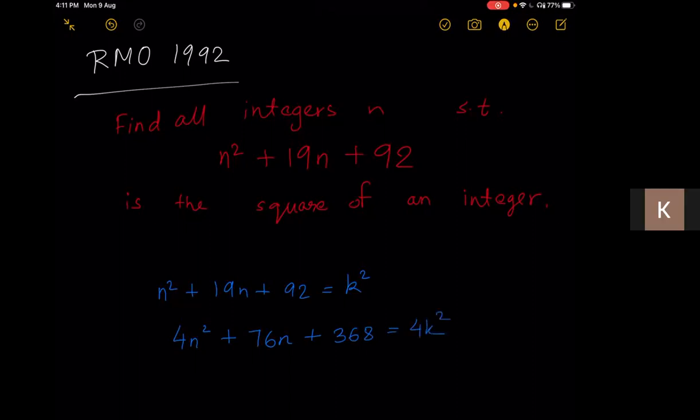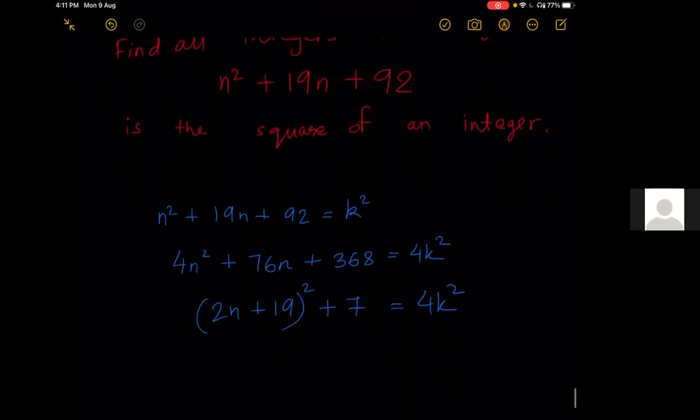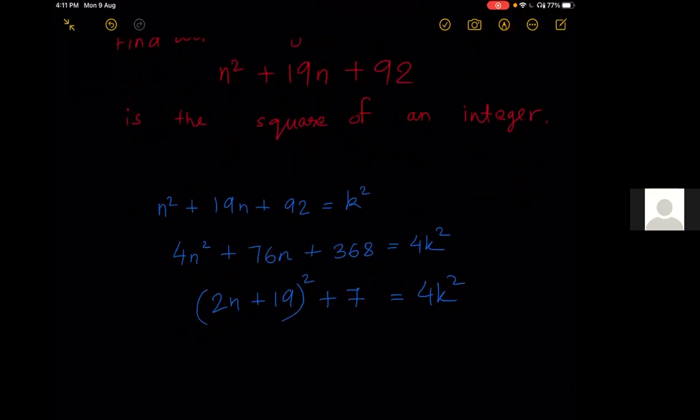Now that implies (2n plus 19) whole square plus 7 is equal to 4k square. Then we will bring it over: 4k square minus (2n plus 19) square is equal to 7. Now we can factor: (2k plus 2n plus 19) into (2k minus 2n minus 19) is equal to 7.